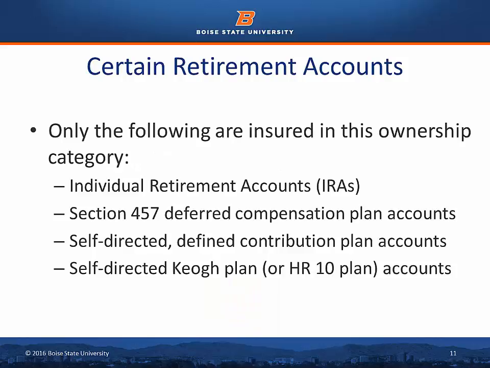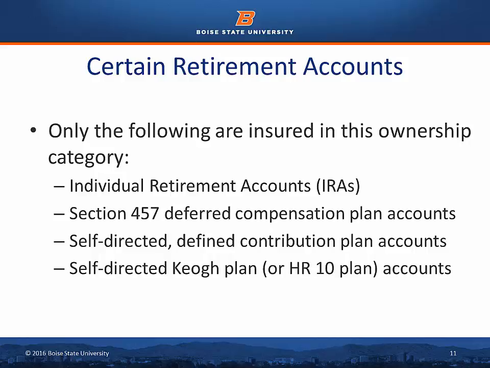Certain retirement accounts are deposit accounts owned by one person and titled in the name of that person's retirement plan. Only the following types of retirement plans are insured in this ownership category. IRAs, including traditional IRAs, Roth IRAs, simplified employee pension IRAs, and savings incentive match plans for employees IRAs. Section 457 deferred compensation plan accounts, whether self-directed or not, self-directed defined contribution plan accounts, and self-directed Keogh plans or HR 10 plan accounts. All deposits that an individual has in any of the types of retirement plans listed above and at the same insured bank are added together and the total is insured up to the SMDIA.